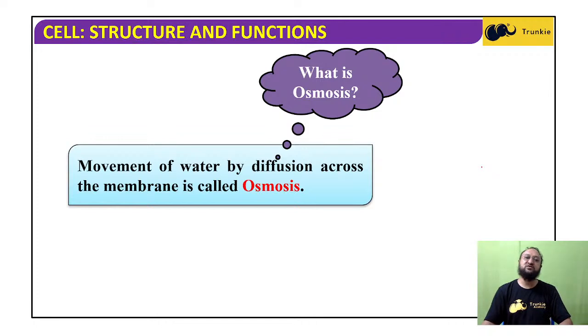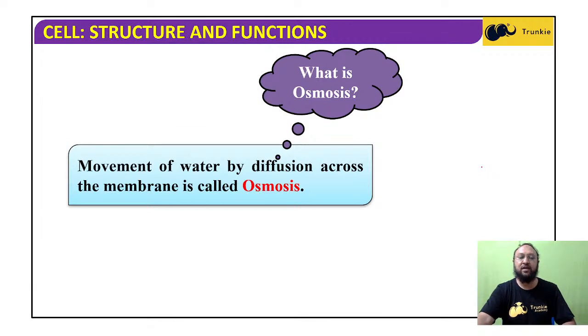What is osmosis? Movement of water by diffusion across the membrane is called osmosis. Now this is very interesting. The process by which plants are able to absorb water from the soil through the root hairs is osmosis. This is very important.